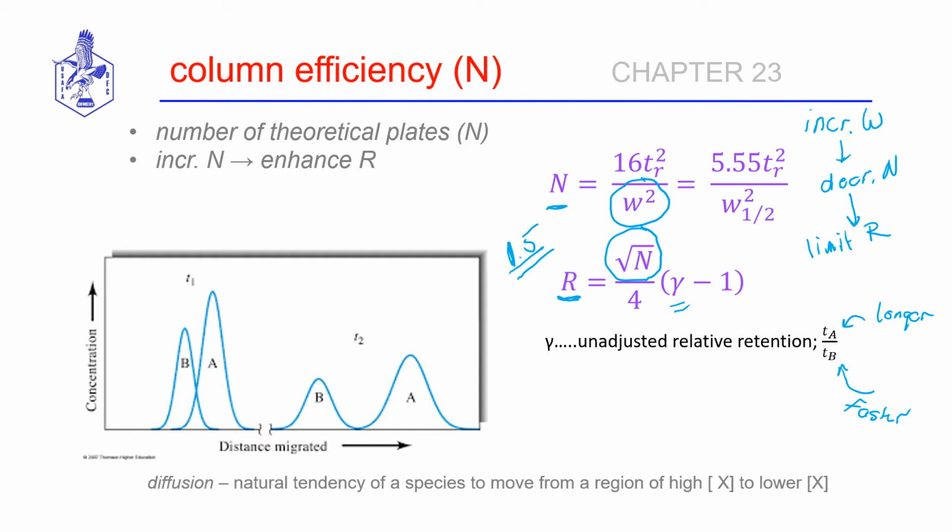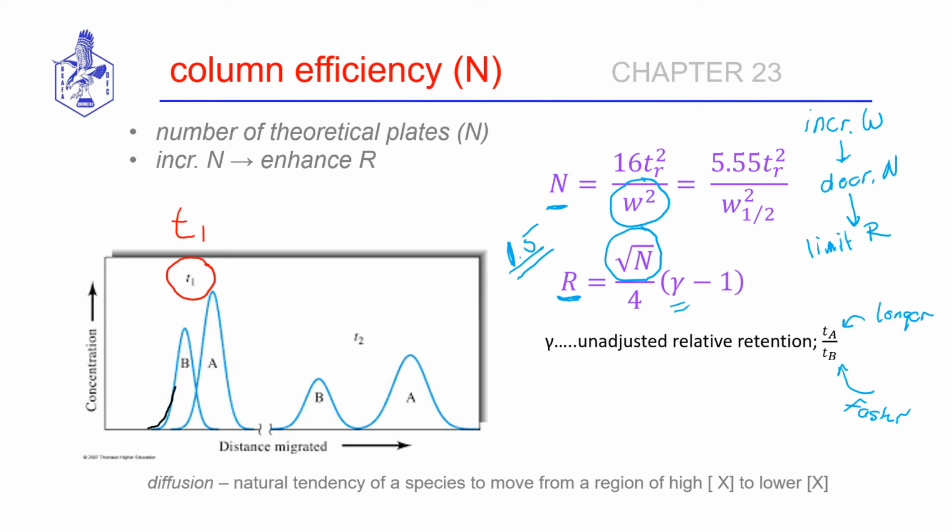And from a practical standpoint, what that means is broader peaks are going to have a greater tendency to overlap, and we won't have that clean separation. Illustrated here is what happens to the width of a peak at different points in time as a species traverses the column. So at time 1, early on, you'll notice that we've got two components there.